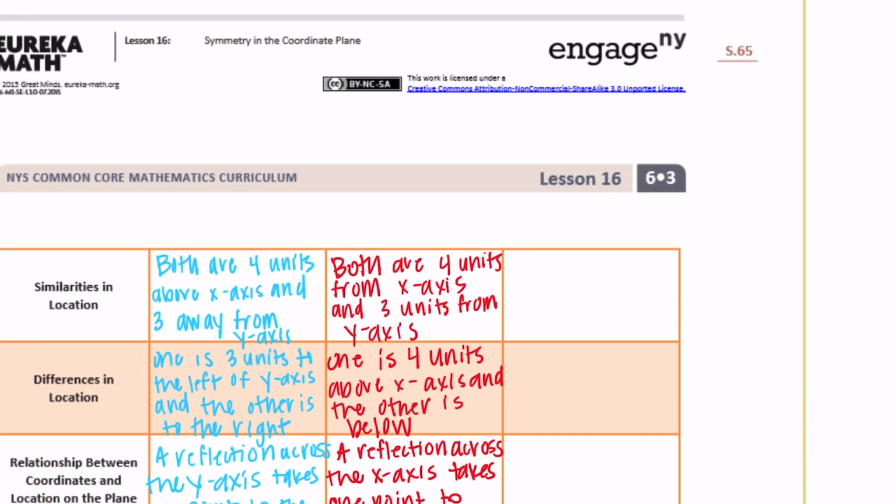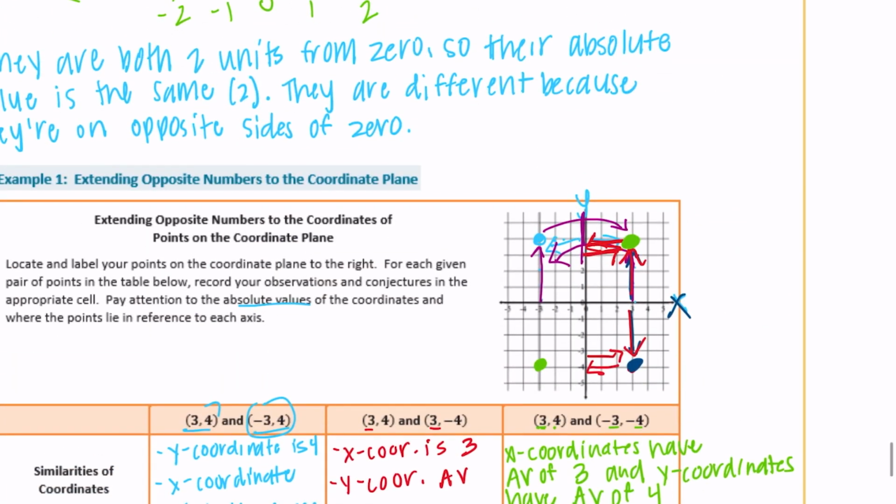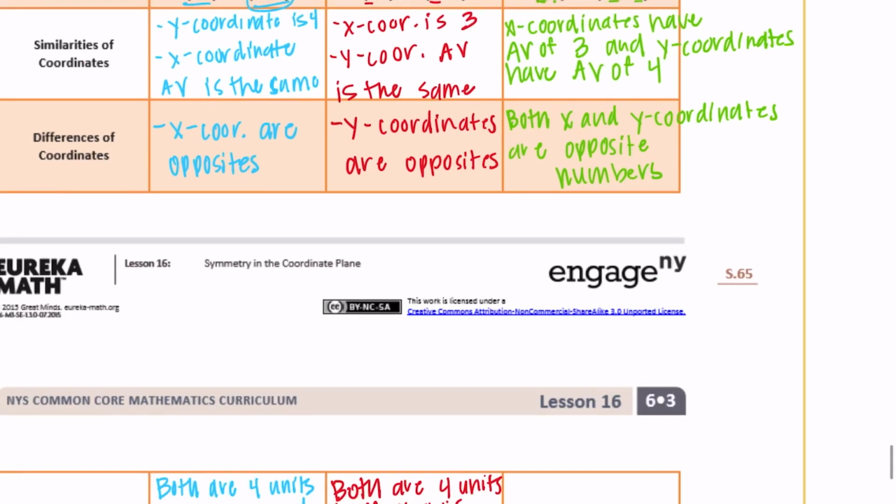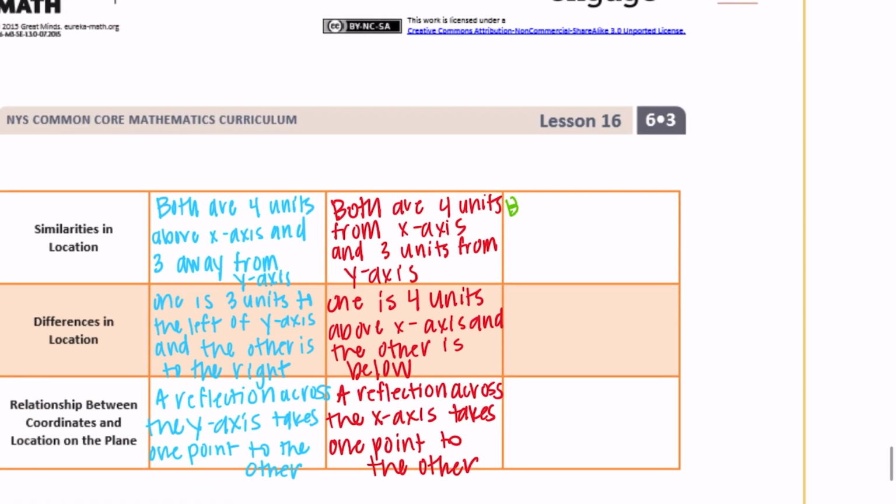Similarities in location. Okay, so let's see, how many units is this one from the y-axis? It's 3. This one's also 3 units from the y-axis, and they're both 4 units away from the x-axis. So we can say both are 3 units from the y-axis and 4 units from the x-axis.